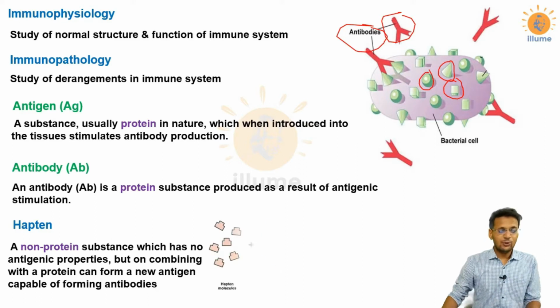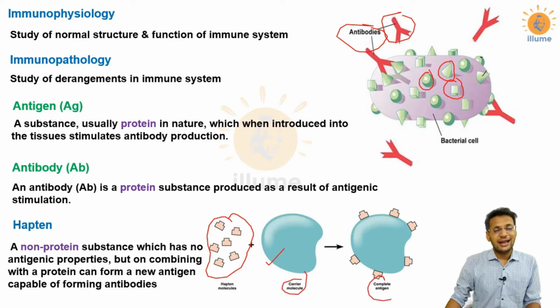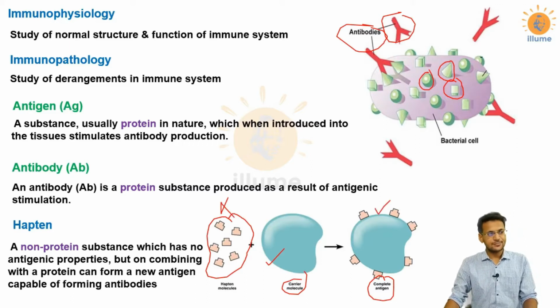Like in this diagram, you can see these are hapten molecules that are non-protein, and they will never induce the formation of antibodies, but when they get attached to a protein carrier molecule, then that forms a complete antigen. And now against this antigen, antibodies are produced. Antibodies are not produced against haptens, they are produced against antigens. So you can say that hapten is a non-proteinaceous component of an antigen.